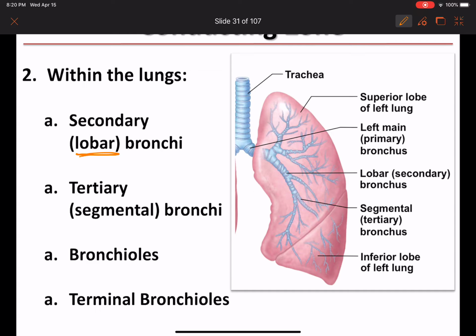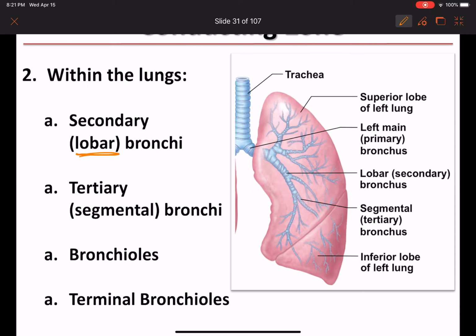So each individual secondary or lobar bronchus goes to an individual corresponding lobe of the lung. Then, from the lobar bronchi, they split into the tertiary or segmental bronchi. The segmental bronchi are called segmental bronchi because they lead to the individual segments of the lungs, or bronchopulmonary segments, as we're going to refer to them later. The bronchopulmonary segments are just subcompartmentalizations of the lobes of the lungs. Let me say that a little more clearly: subcompartmentalizations, a lot of syllables there, of the lobes of the lungs.